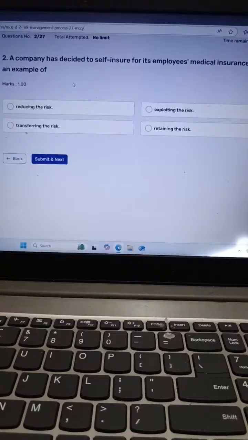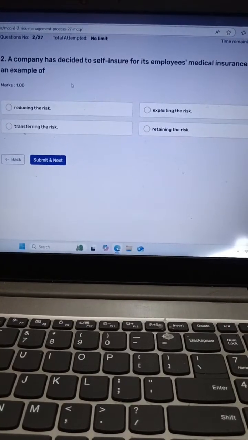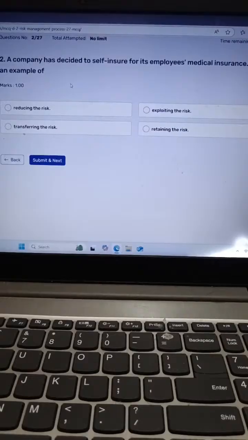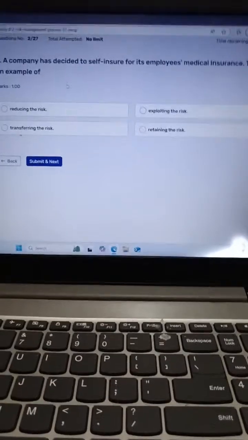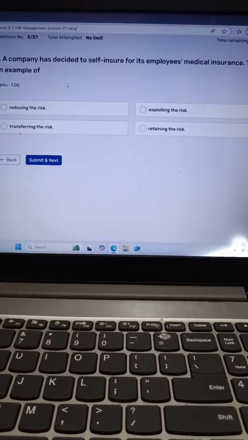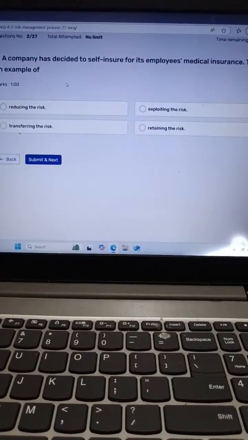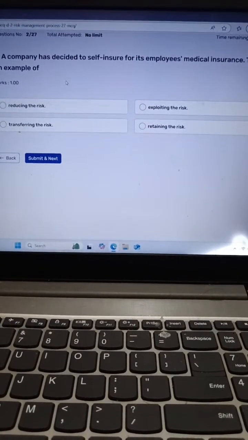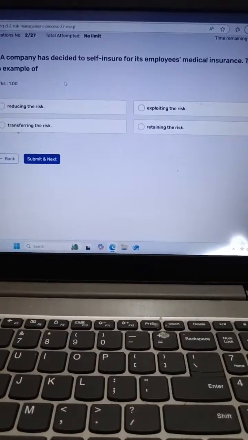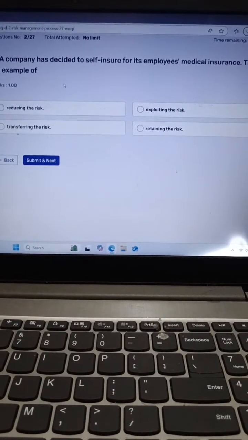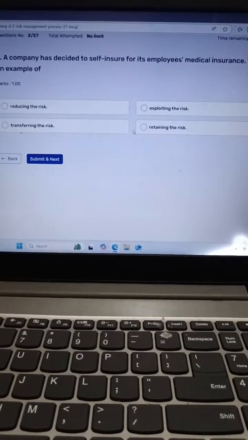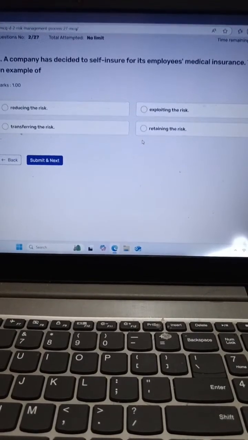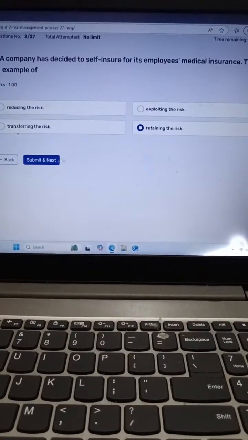The options are reducing the risks, exploiting the risks, retaining the risks, and transferring the risks. It means the company is self-insuring, not transferring to anyone and not buying any insurance plan from other insurance companies. The company is insuring itself. It means they are digesting the risks, accepting them and making self-insurance. It means retaining the risks. Okay.